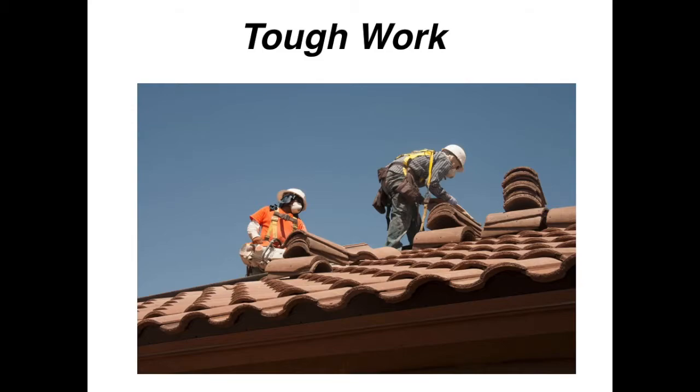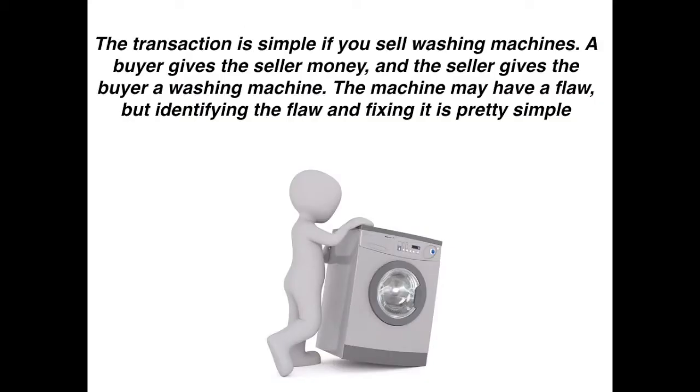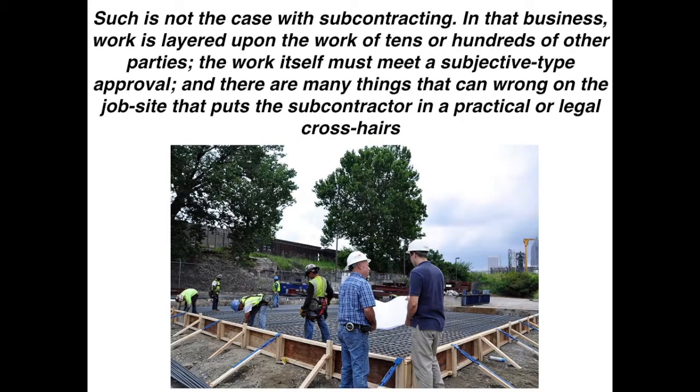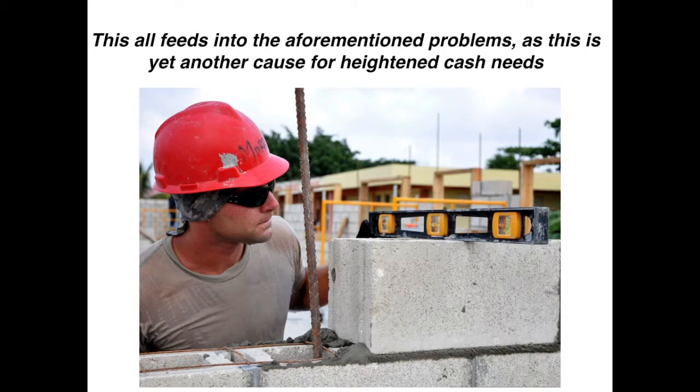Tough work. Let's look at this problem. The transaction is simple if you sell washing machines. A buyer gives a seller money, the seller gives the buyer a washing machine. The machine may have a flaw, but identifying that flaw and fixing it is pretty simple. Such is not the case for subcontracting. In that business, work is layered upon the work of tens or hundreds of other parties. The work itself must receive a subjective type of approval. And there are many things that can go wrong on a job site that put the subcontractor in a practical or legal crosshairs. This all feeds into the aforementioned problems, as this is yet another cause for heightened cash needs.